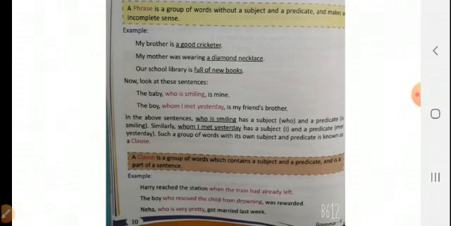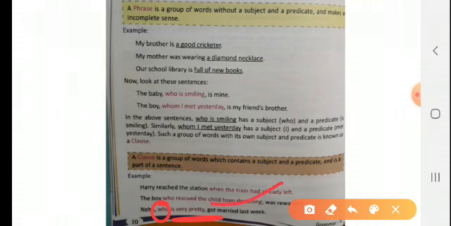And then, Neha, who is very pretty, got married last week. So "who is very pretty"? Here "who" is the subject in the sentence and the rest part is the predicate. So when a group of words contains a subject as well as the predicate, it is a clause. So easily we can identify it. It is a clause. Okay, dear students.